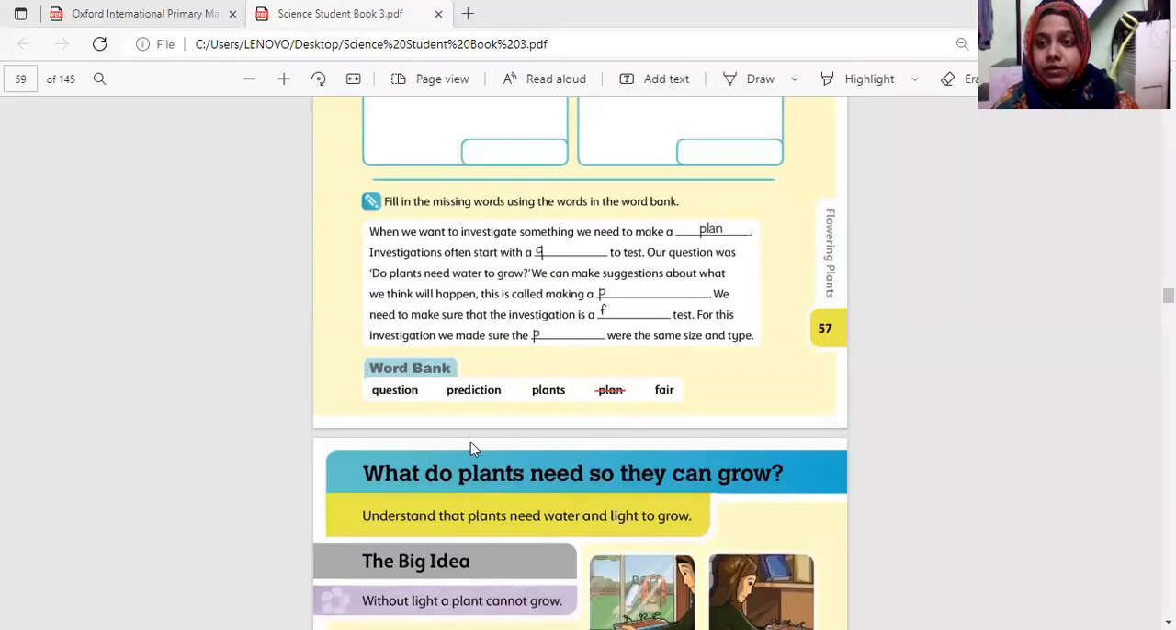Lecture we did about the plants. We were learning about the flowering plants, where we learned about the process of photosynthesis. We learned how sunlight and water is important for the plant. And what did we learn? We did a small sort of question bank, where we did a fill in the blanks to know what is a plan, what is a question, what is a fair test. And now we'll be proceeding further.